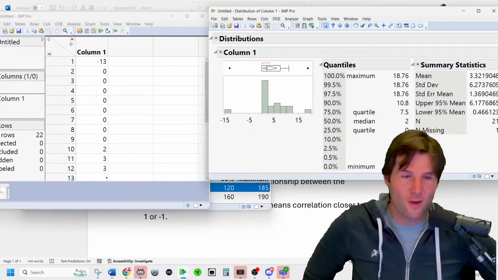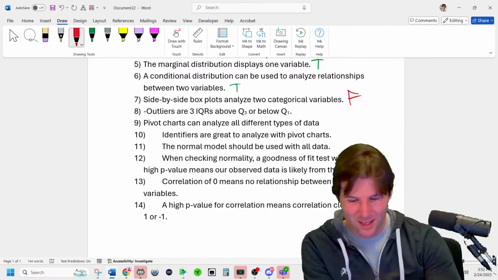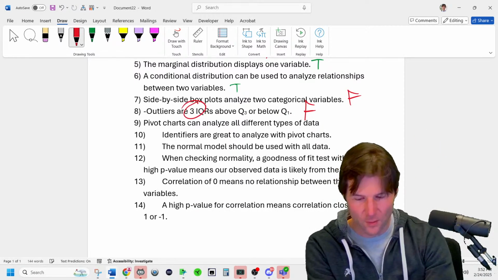You don't see it. It's just a graphical technique. Kind of went into a lot of detail on that, so let's get through the last few because I got to go to class in 13 minutes. So that is false. It is 1.5. 1.5 is the answer right there.